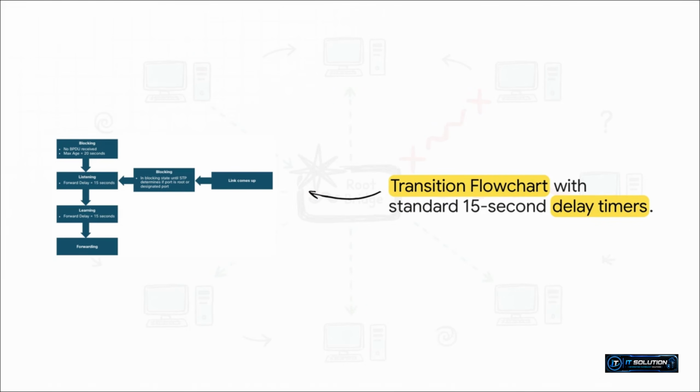Tracing that actual flow, there are these built-in 15-second forward delay timers. When a link comes up, the port starts in blocking. Then it goes into listening for 15 seconds, where it receives and sends BPDUs, but strictly blocks user data. Then it spends another 15 seconds in the learning state. It still blocks user data here, but it actually begins updating its MAC address table. Only after that full 30-second wait does it finally enter the forwarding state. 30 seconds. In networking time, that's practically an eternity.